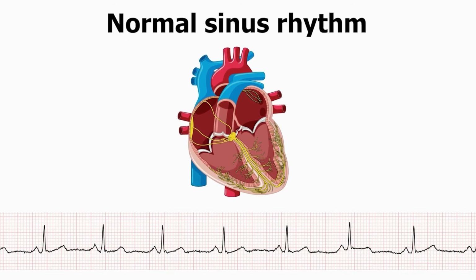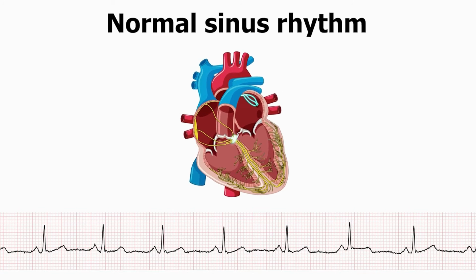Here is normal sinus rhythm. See how the SA node is the pacemaker in every beat. There is no sign of heart block here, no signs of arrhythmia either. The rhythm is regular and equally spaced out.